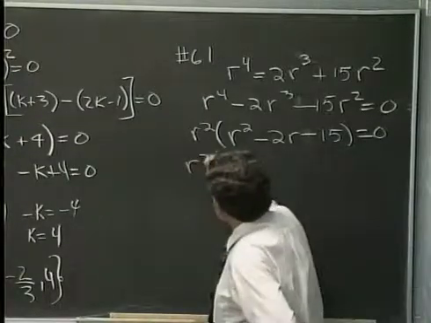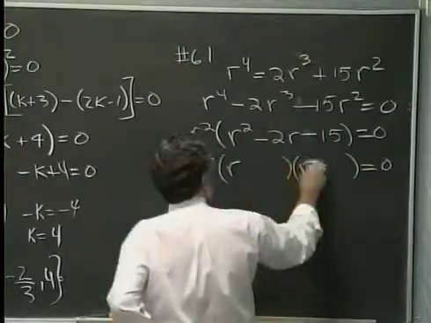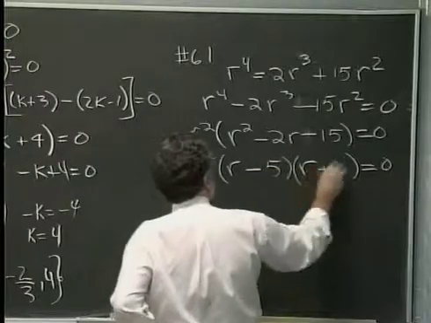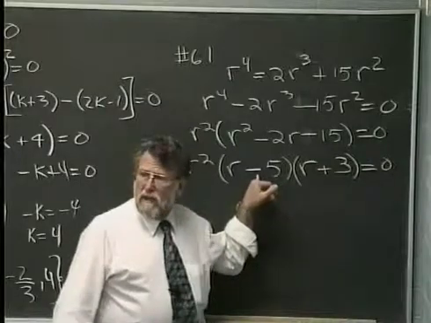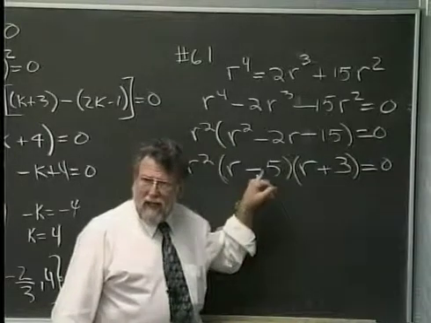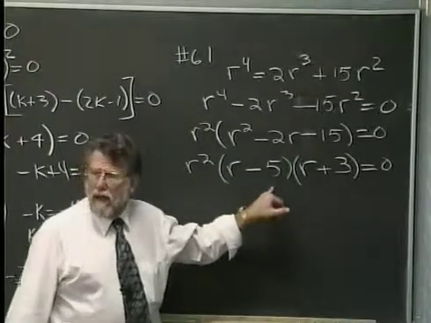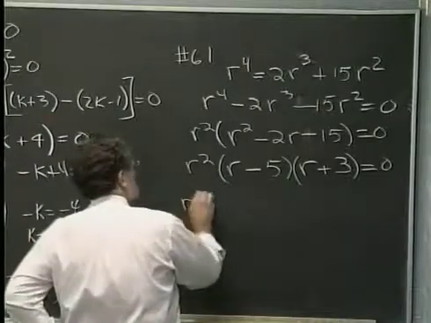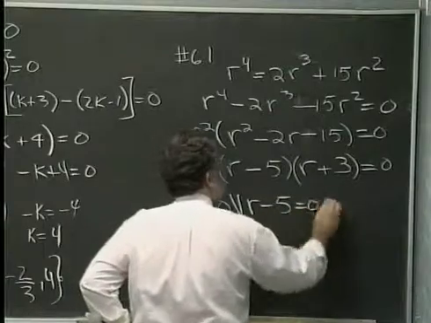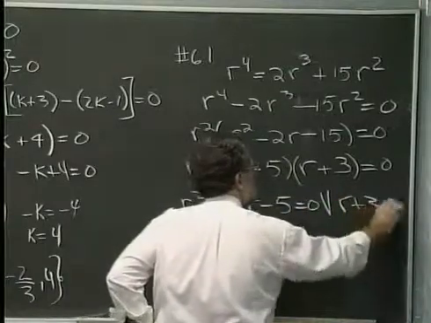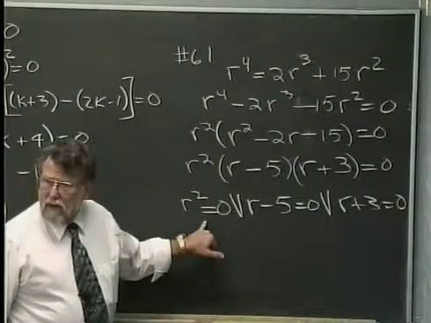Well, at this point, I now have r squared. I have an r here and an r here. I'm going to go -5 and a +3. That gives me a -2 in the center. Now, I technically have 4 factors here. r times r minus 5 times r plus 3. So I'm simply going to do it in this way, rather than repeating the r twice. That gives me the 3 possibilities.